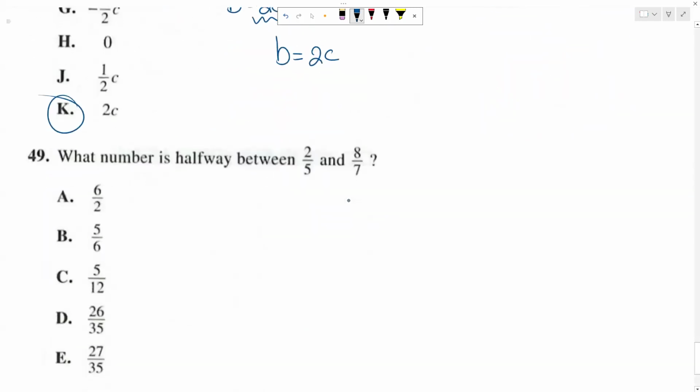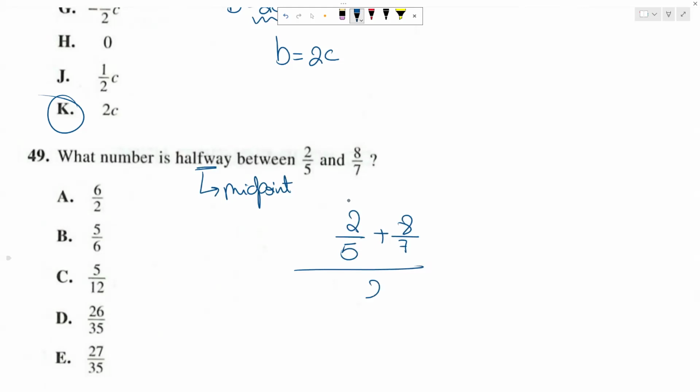49. What number is halfway between 2 over 5 and 8 over 7? If I'd like a number halfway, it's the same as asking for the midpoint. I even think we've solved this question separately in a different form before. 2 over 5 plus 8 over 7. I add them and then divide them by 2. So on your calculator, you'll just do 2 over 5 first plus 8 over 7 and click equal. And then whatever comes out, you just divide by 2. And that answer would be 27 over 35, which is E. Pretty easy. Midpoint, we just add them and we divide them by 2.